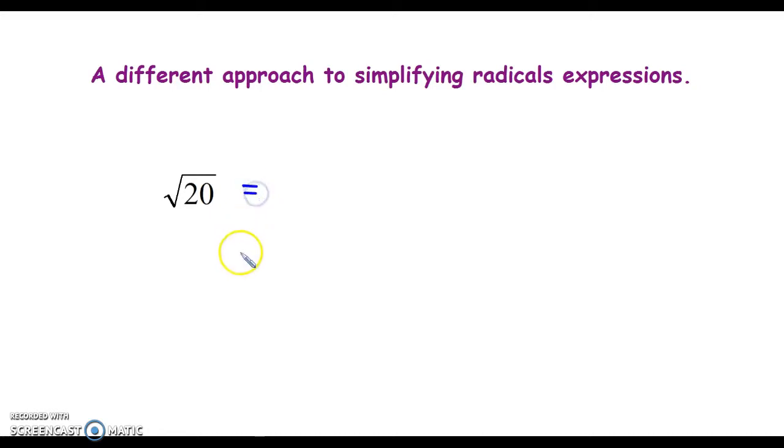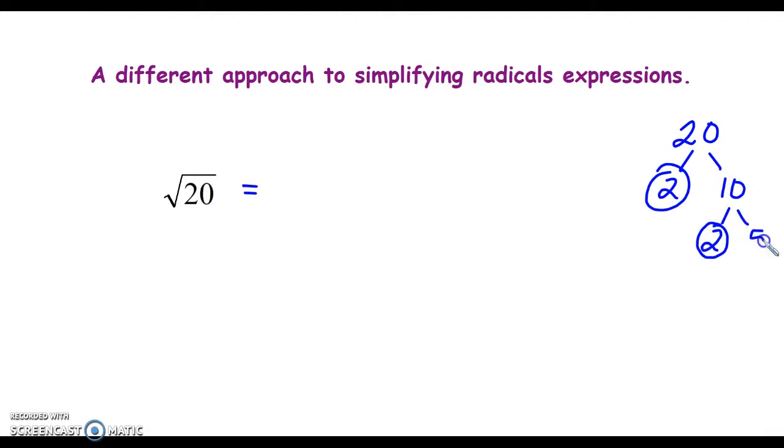If you don't know what the prime factorization of 20 is, you can always use a factor tree. I know 20 is 2 times 10. 2 is prime. I'm going to circle all my prime numbers. 10 is not. 10 is even. It's divisible by 2. 2 is prime. 2 times 5 makes 10, and 5 is prime. There's your prime factors. So I'm going to rewrite this as 2 times 2 times 5.